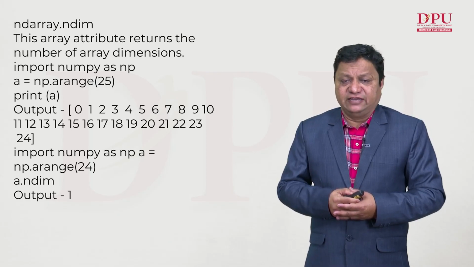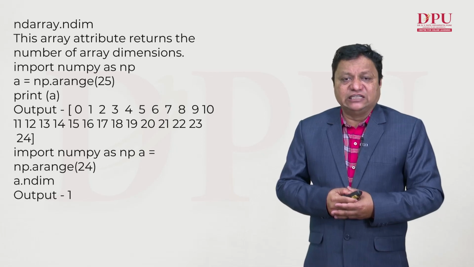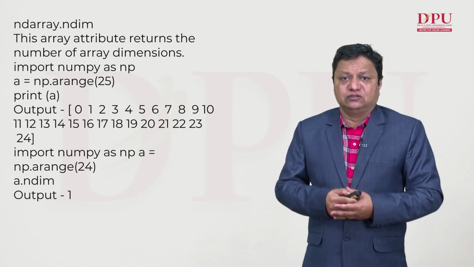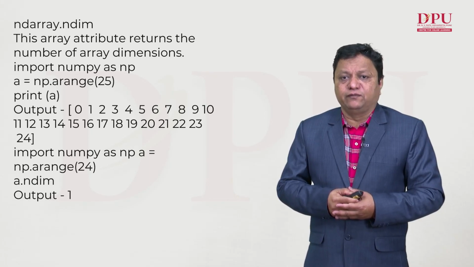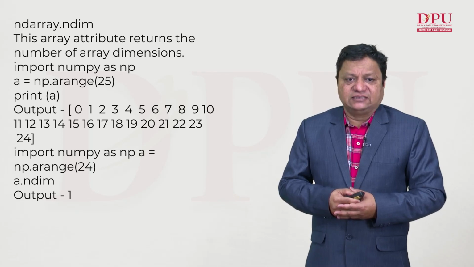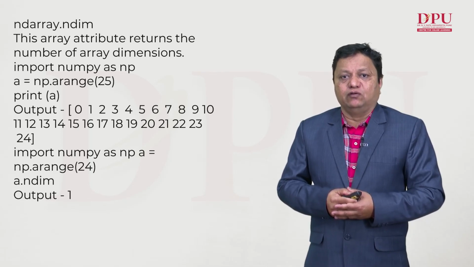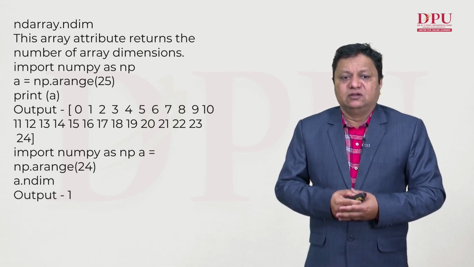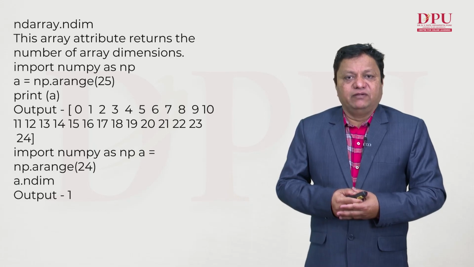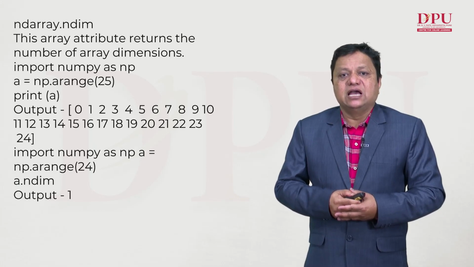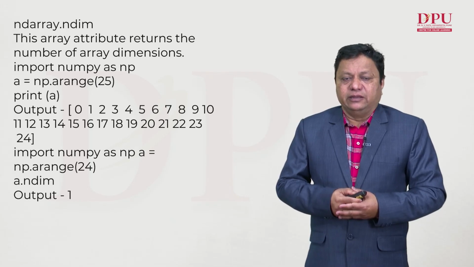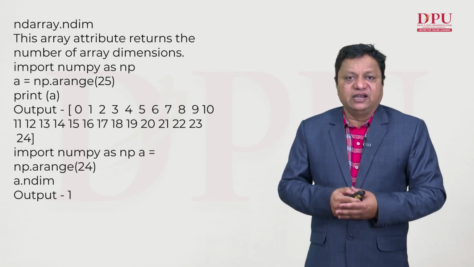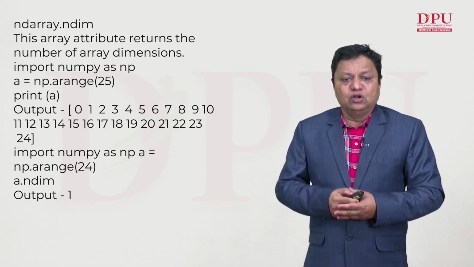As you can see here, if I say np.arange and specify the value as 25, it will create the array having the values ranging from 0 to 24, and if I provide the value as, say, 10, then it will create the array with the values ranging from 0 to 9. So in this way we can create an array with a specific range by using arange. If I say 24, then it will create an array with the values ranging from 0 to 23.